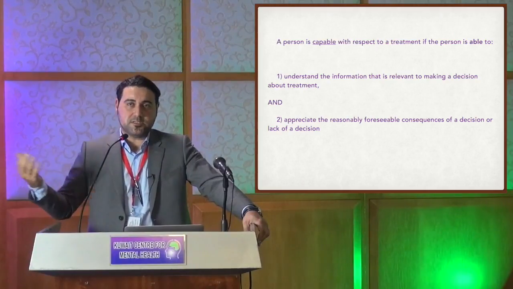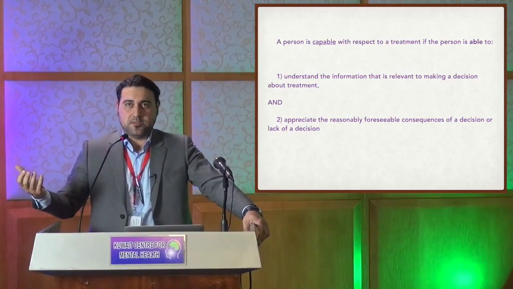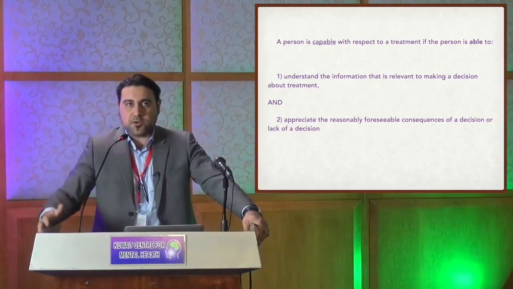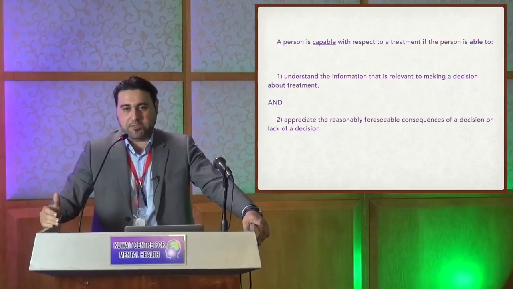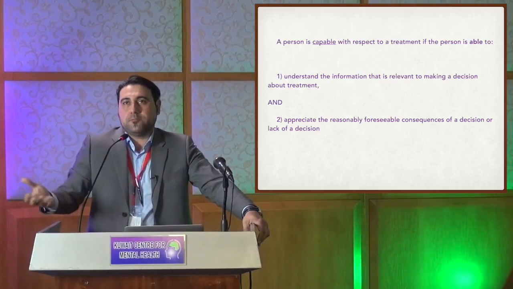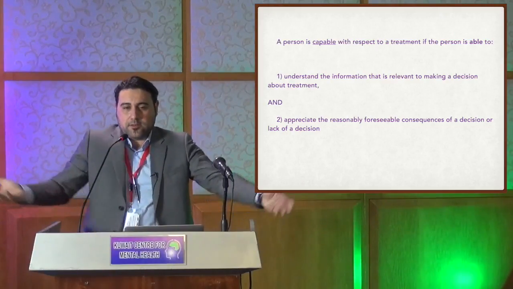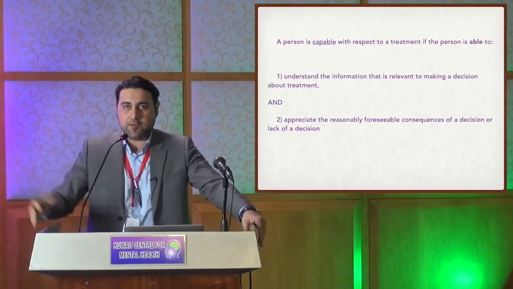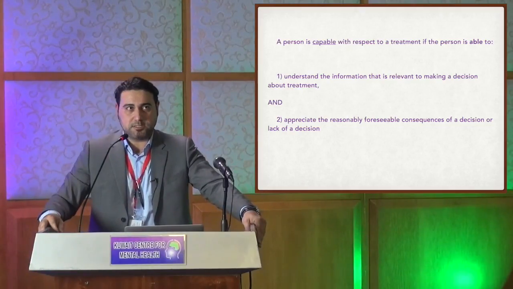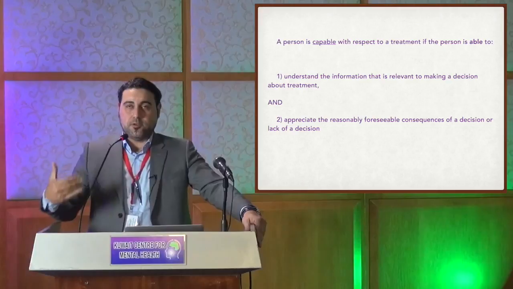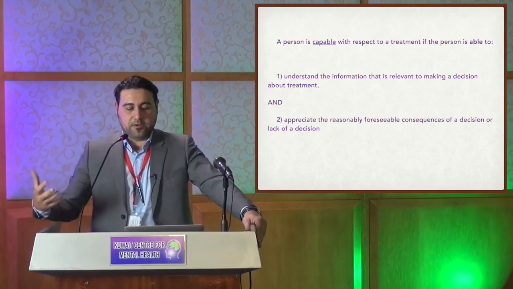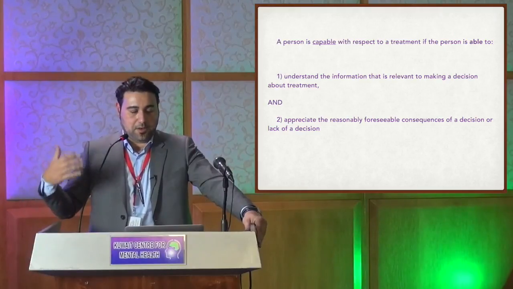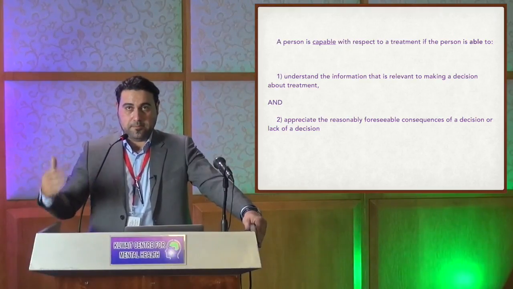Because of their delusions, they don't know they have an illness, so they don't know why they need Zyprexa. Yes, they understand the information about Zyprexa, that it's an antipsychotic and all that, but they don't appreciate why they need it. "I don't need an antipsychotic, I don't have any mental illness, I don't have any delusions, that's not true." So they do not appreciate the reasonably foreseeable consequences of a decision or lack of it. Okay?